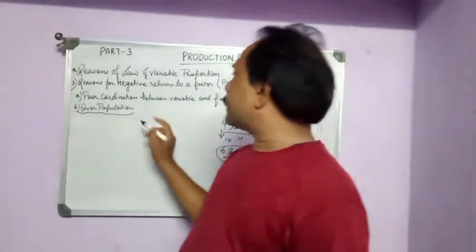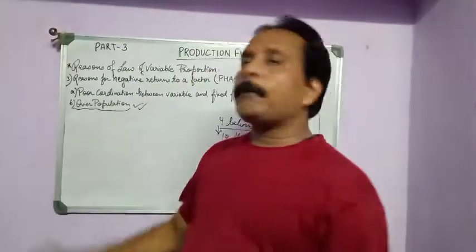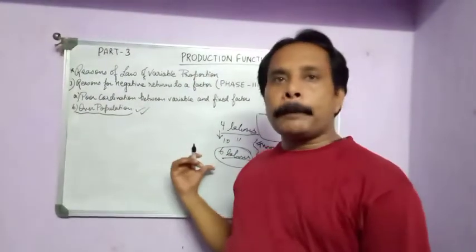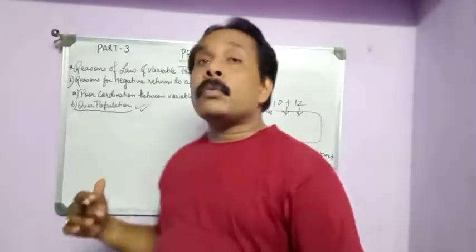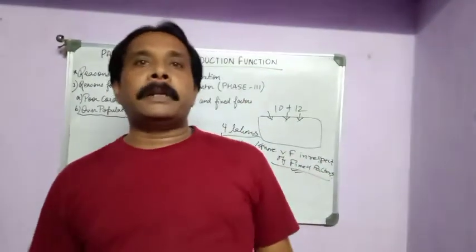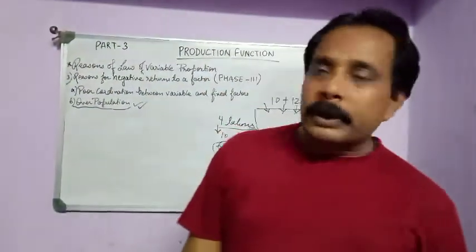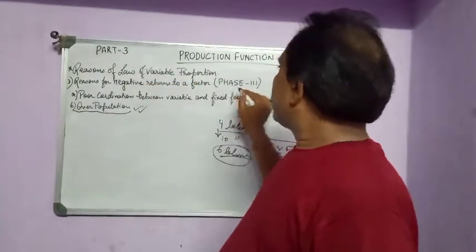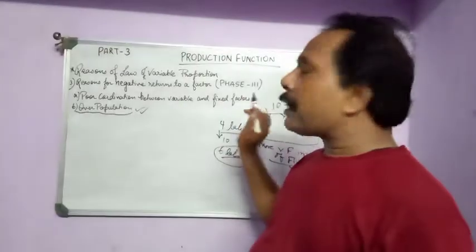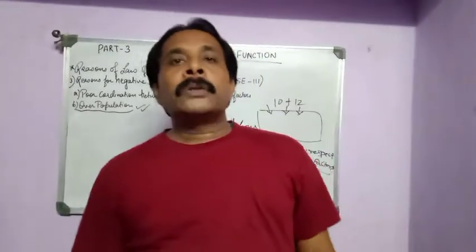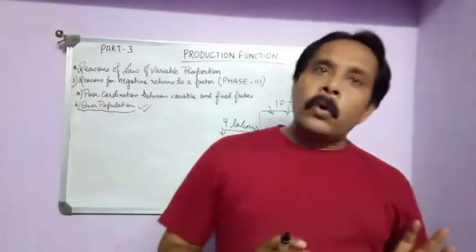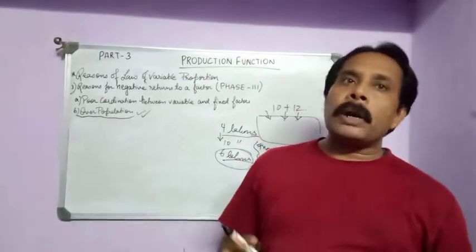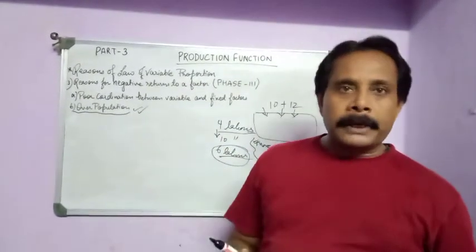So it indicates that it is the situation of overpopulation in the production process, and here only the cost of production will increase but the output will not increase, and that's why it is known as negative returns to a factor. Okay, so students, I hope you are capable to understand the explanation.